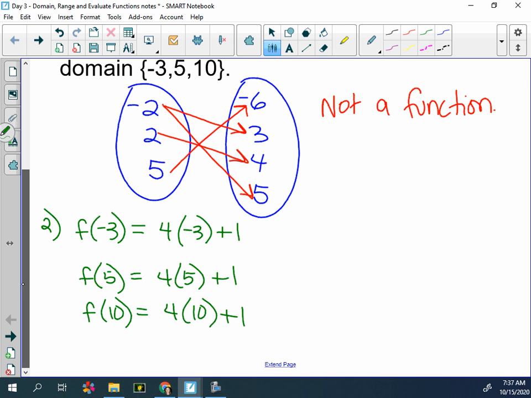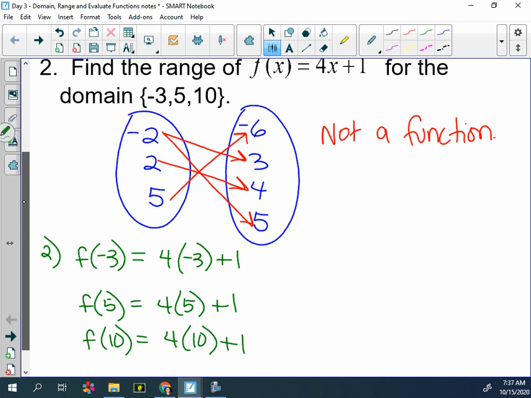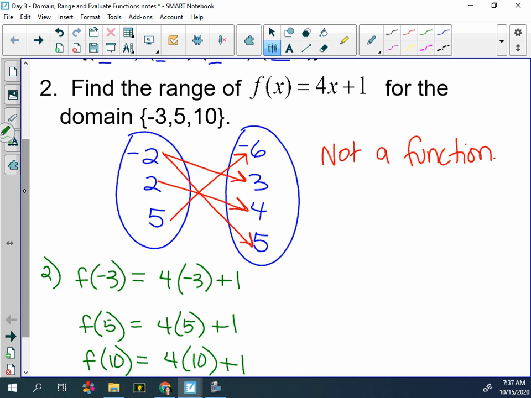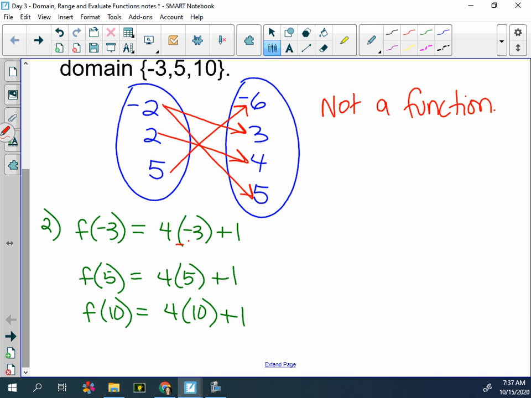Okay, so on your range, you're taking your 3 domain values. So this notation means whatever the input is, you substitute it in here and condense that expression, or do the math. That's your output. So this first one here, this would be negative 12 plus 1. So that gives me a negative 11. So when I plug in negative 3 as a domain, one of the outputs is negative 11.